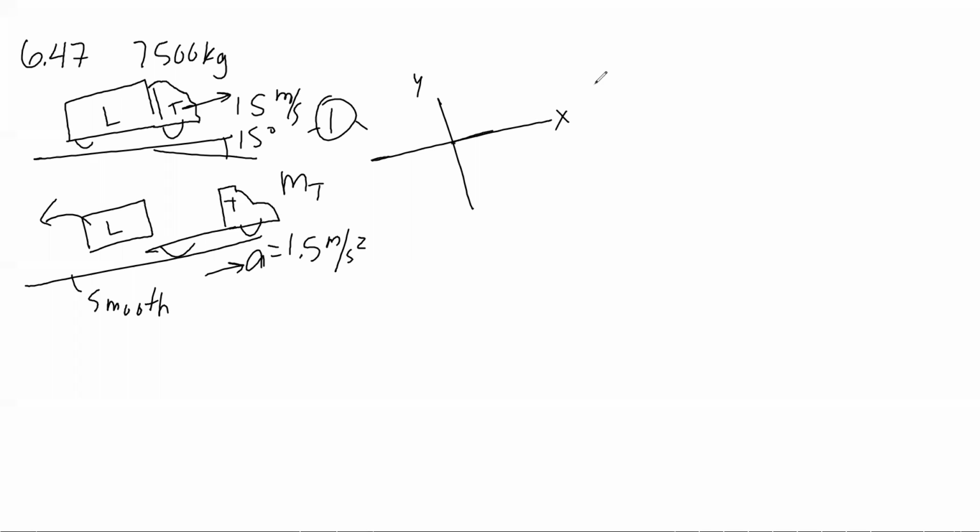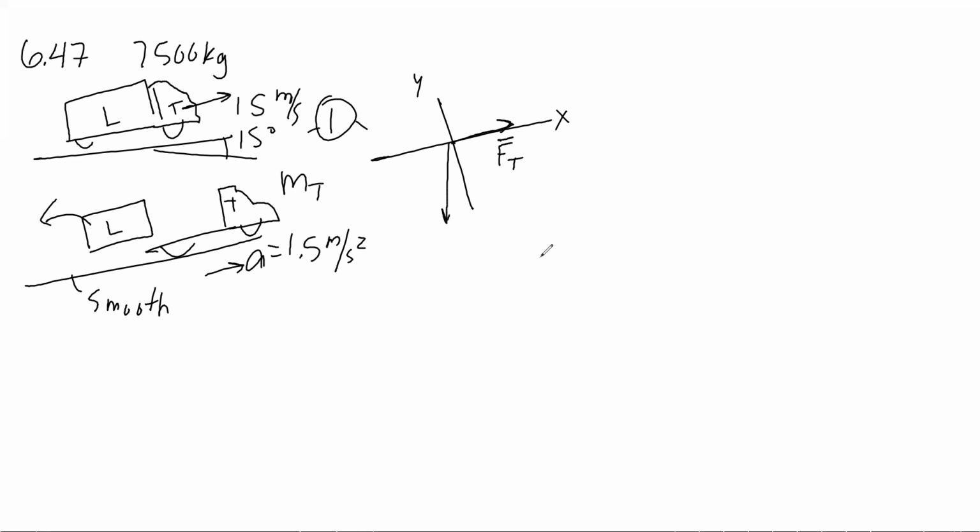In situation 1, there's a force up the incline from the truck. Let's call that F sub T. There's some force that the truck is exerting to keep us from sliding down the incline. Because if it's a smooth incline, we're just going to roll down, so there has to be that force up the incline.